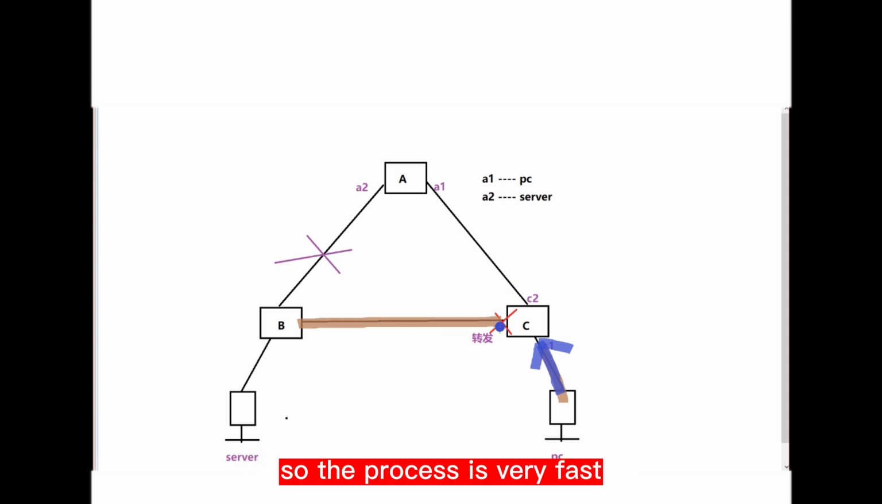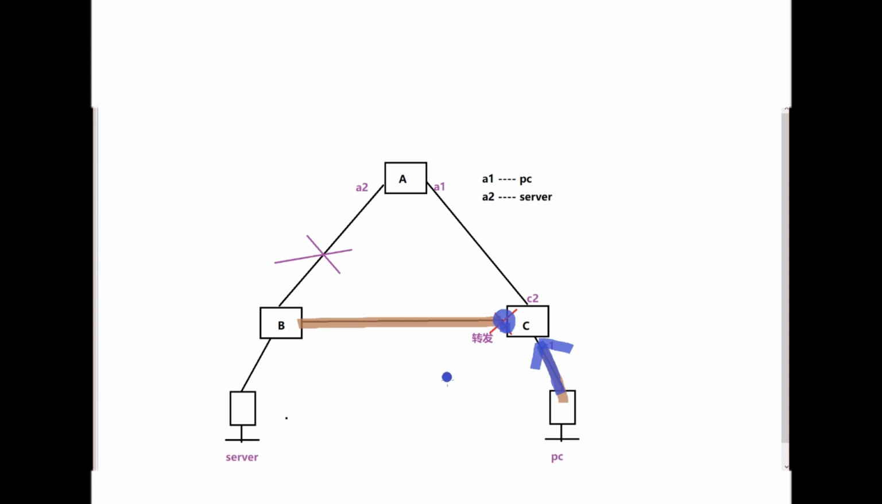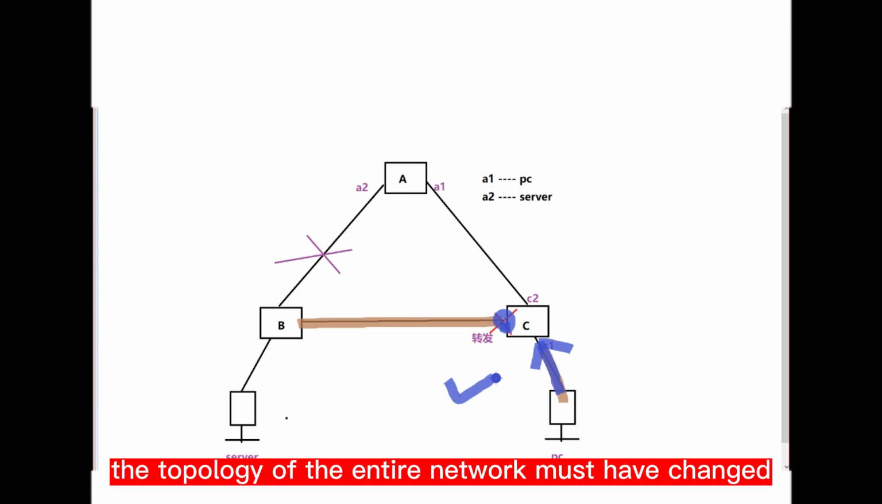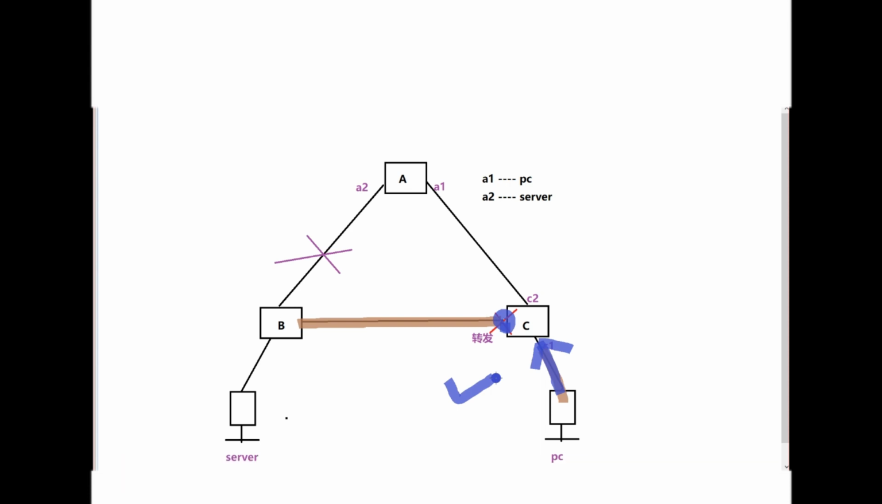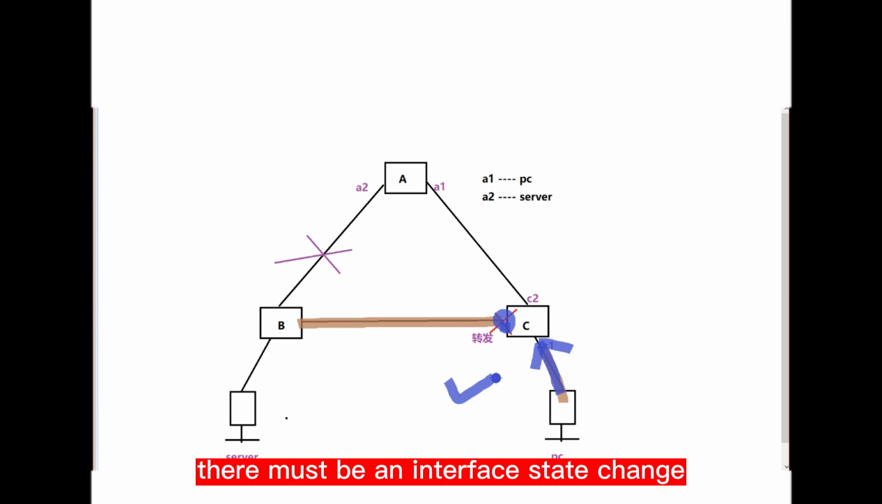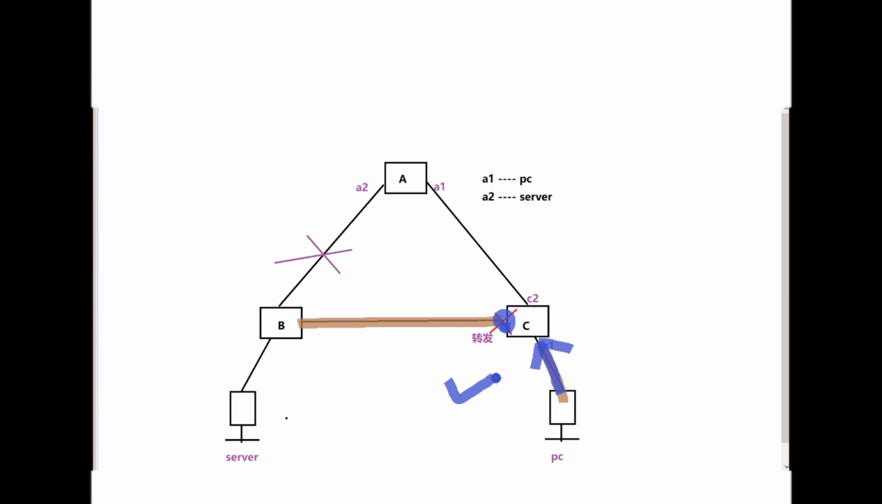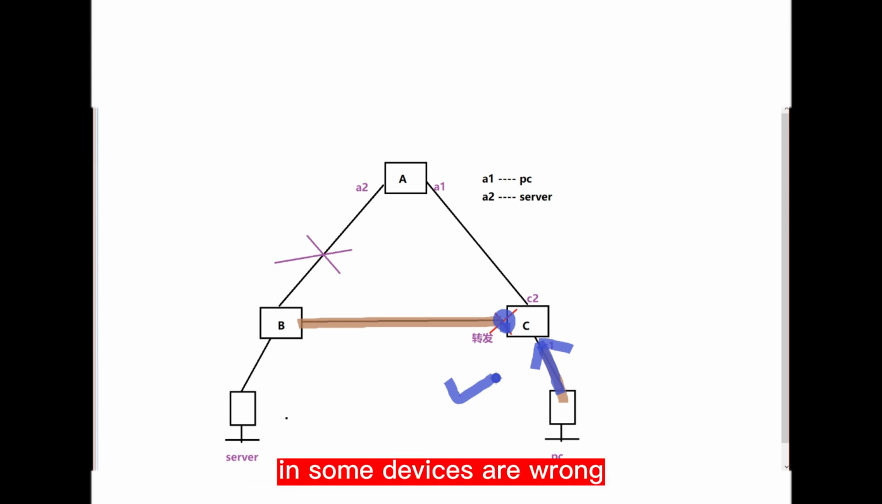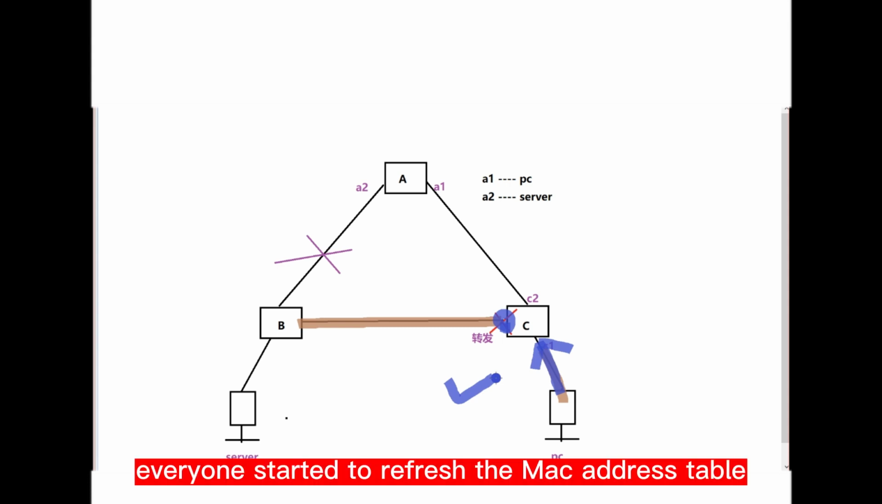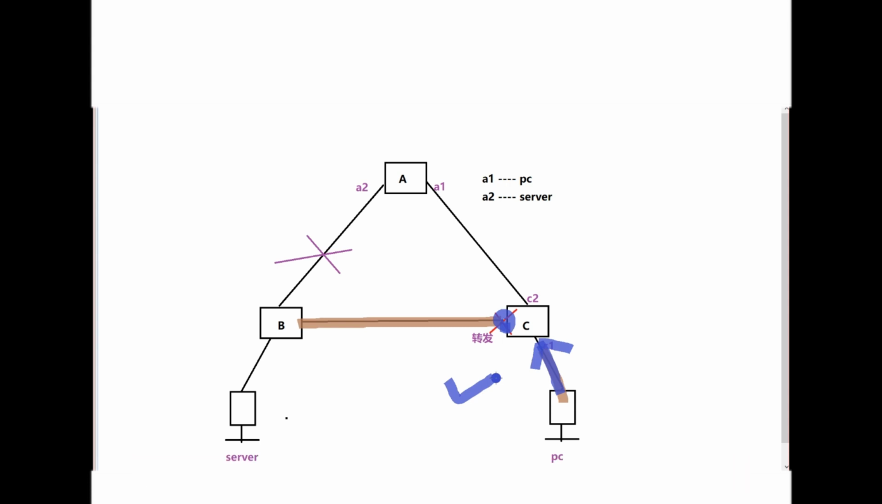So the process is very fast. That is, we manually cleared the old entries that should have been cleared. As long as there is such an interface in the environment going from the original blocking to forwarding, it means that the topology of the entire network must have changed. There must be an interface state change. That means the things stored in the MAC address table in some devices are wrong. So be conservative. Everyone starts to refresh the MAC address table, then relearn. That's what I mean.